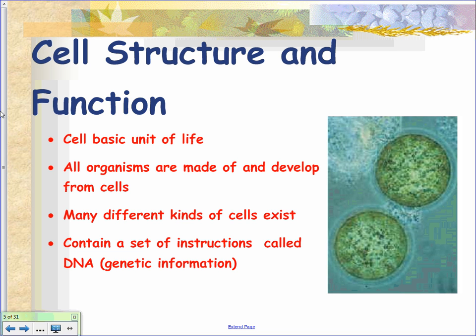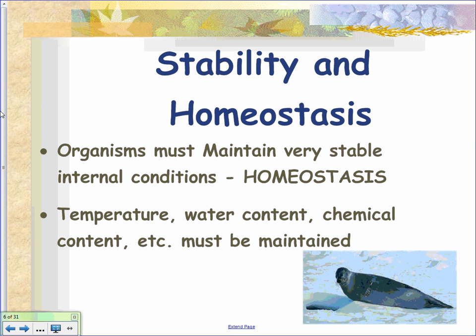All organisms are made of and develop from cells, and there are many different kinds of cells that exist. This cell, for example, is a type of algae, and so it's a single-celled organism. It's photosynthetic, meaning that it makes its own food from the sun, and it's a type of cell that we can find on our planet. All cells will contain a set of instructions called DNA, though, and that's the genetic information. We'll deal more with that when we look at DNA and genetics.